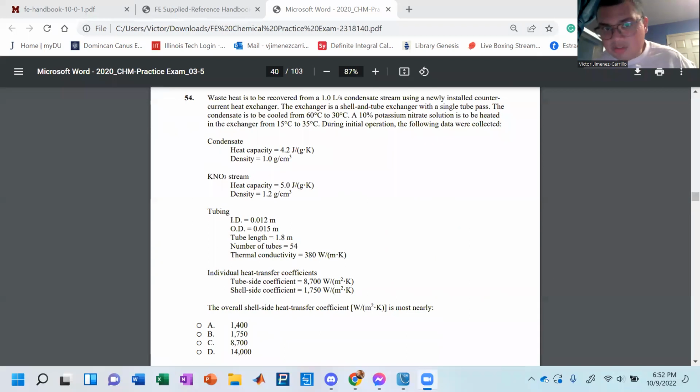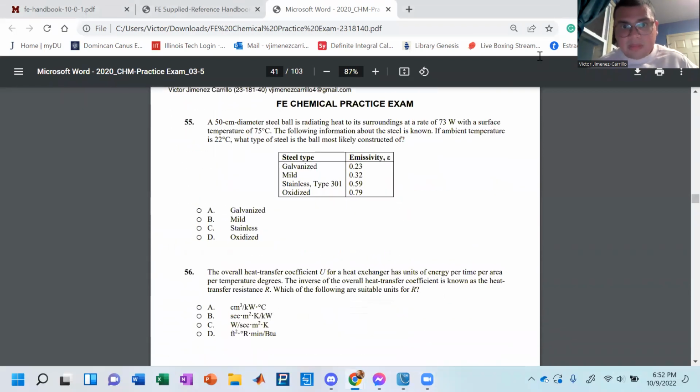All of that work you have to be able to do quickly, which is annoying. But it's not the worst thing in the world. Okay. So 55. 55 says a 50-centimeter diameter steel ball is radiating heat to the surroundings at a rate of 73 watts with a surface temperature of 75. The following information of the steel is known, which is shown below. If ambient temperature is 22, what type of steel is the ball mostly constructed of? Galvanized, mild, stainless, and oxidized.